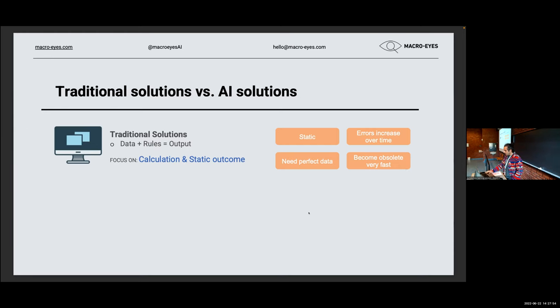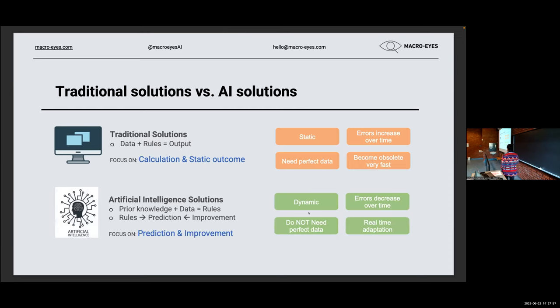On the other hand, with an AI solution, what we usually do is, first of all, when there is a problem, for example in global health, we talk to experts in the domain. We gather some prior knowledge of what the problem and limitations are, and we don't need the exact solution, we just need some prior knowledge. We combine this prior knowledge with the data we have at hand, and then we let the methodology that we develop infer the rules. And then based on those rules, we try to do prediction. And as new data comes, we constantly improve our prediction.